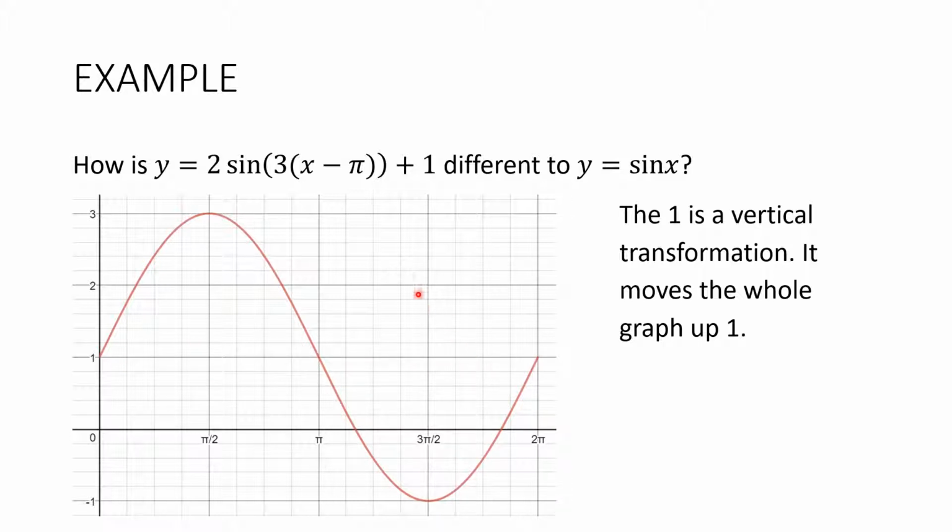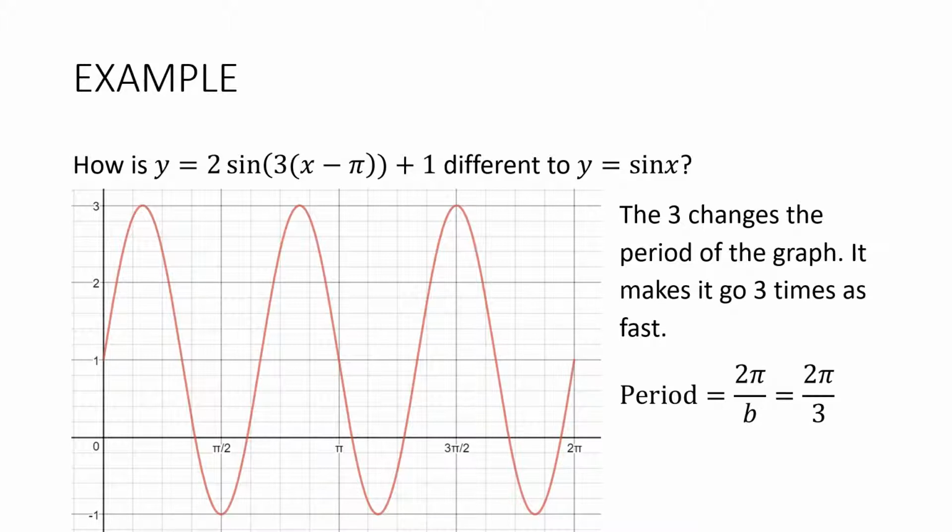Okay, thirdly, we're going to look at this 3. Now the 3 changes the period of the graph, and it makes it go 3 times as fast. So normally it gets through one cycle between 0 and 2 pi. Here it's going through 3 times.